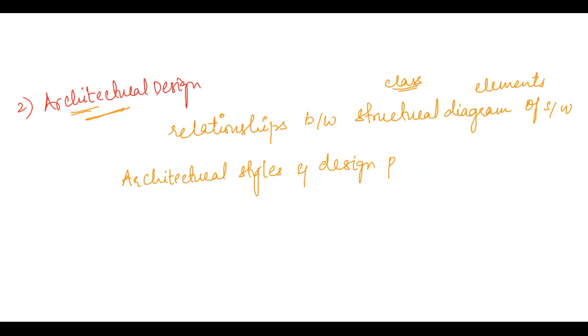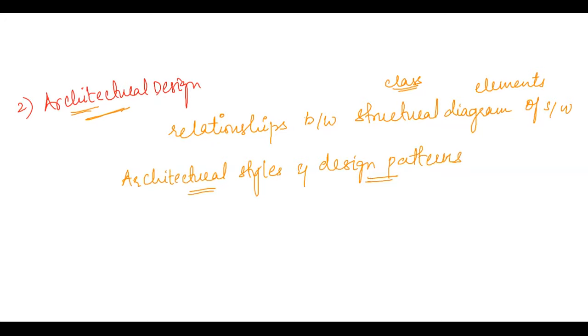You're going to have a list of design patterns and architectural styles. So within design, we're going to study design patterns. After that, we're going to go for architectural style. This architectural design is going to tell you what the different architectural styles and different patterns are that you're going to use so that you can develop a system.